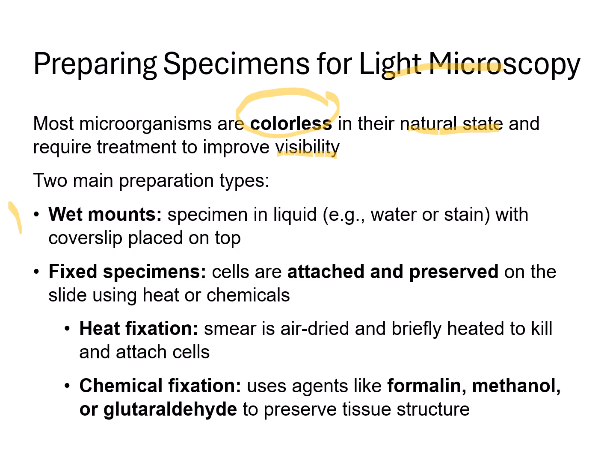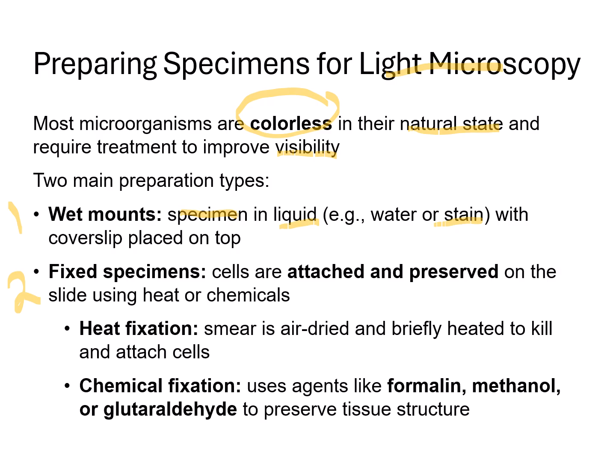You take your slide, you add your specimen onto the slide, and then you either put a drop of liquid or maybe stain on top, and then you place a cover slip on top of that before you view it on the microscope. The second way is you might have a fixed specimen that you need to look at. Fixation means you're going to stick the cells to a slide, attach the cells to a slide.